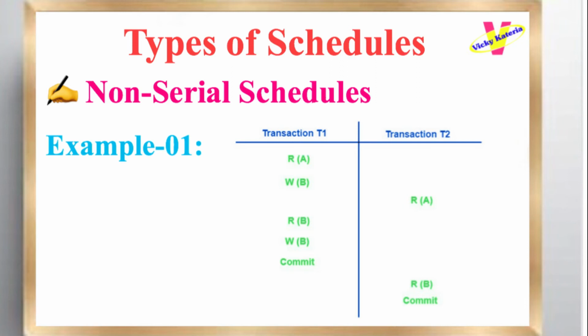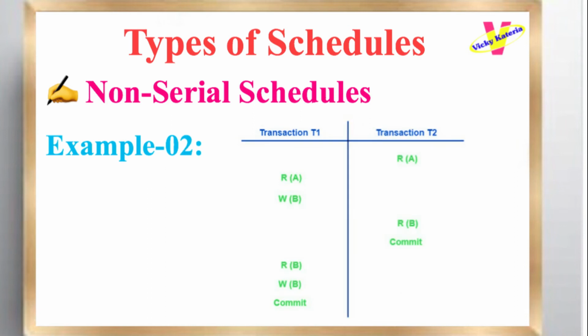Example 1. In this schedule, there are two transactions T1 and T2 executing concurrently. The operations of T1 and T2 are interleaved. So, this schedule is an example of a non-serial schedule. Example 2. In this schedule, there are two transactions T1 and T2 executing concurrently. The operations of T1 and T2 are interleaved. So, this schedule is an example of a non-serial schedule.